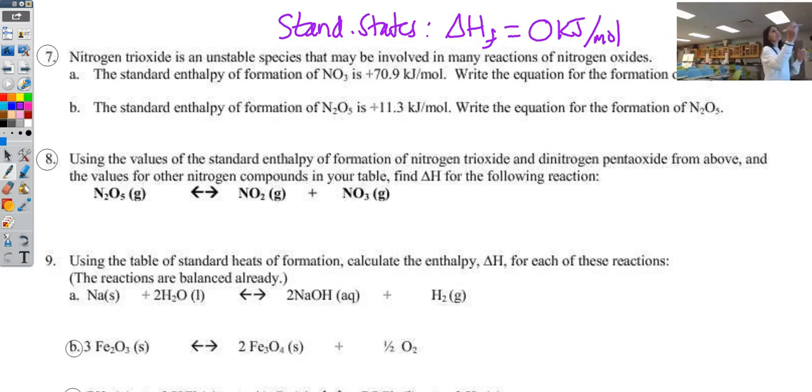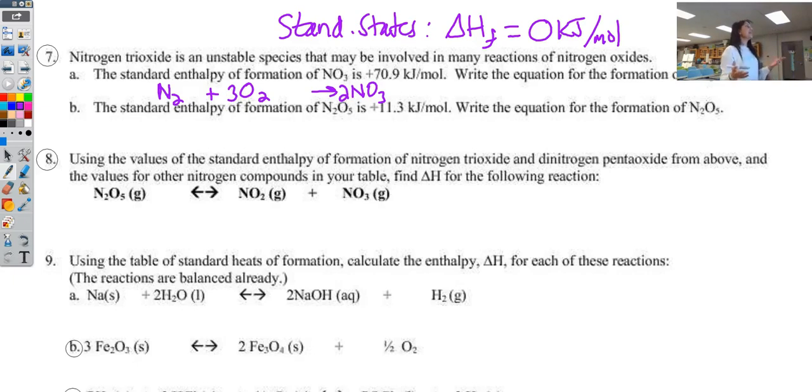Now, don't forget, your diatomics in whatever phase they're in would be 0. This first one says formation of NO3. You have to be careful. What does it take to make NO3? A lot of times people will say NO2 and O2, but you want it from its elements in their standard states. So what 2 elements make up NO3? N and O, but remember, diatomic, so it's N2 and O2. Then we balance it. We need a 2 there, and then we need a 3 there, and that leaves us with a 2 in front of the nitrogen.